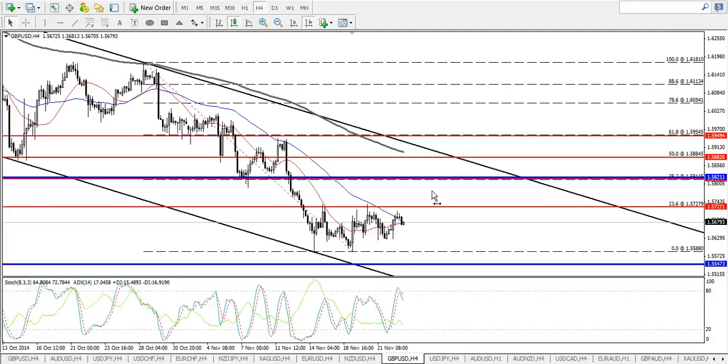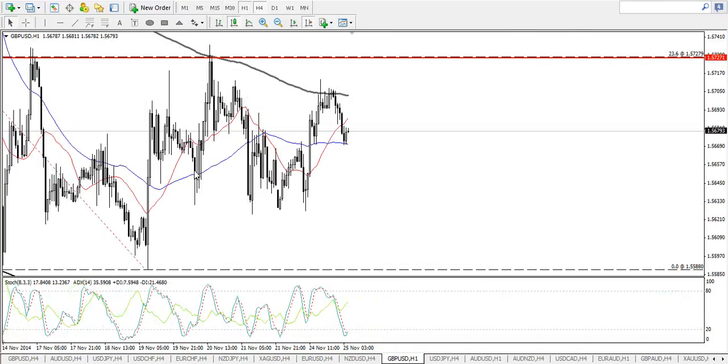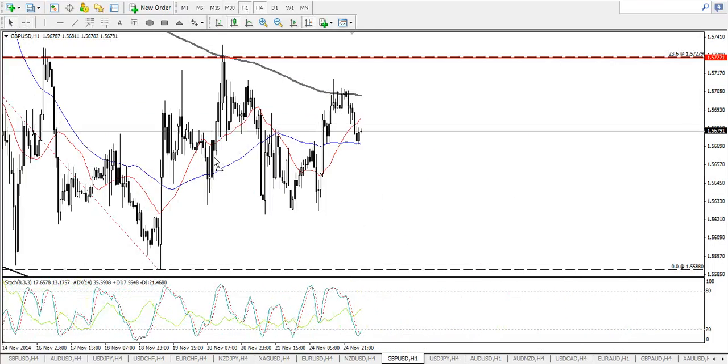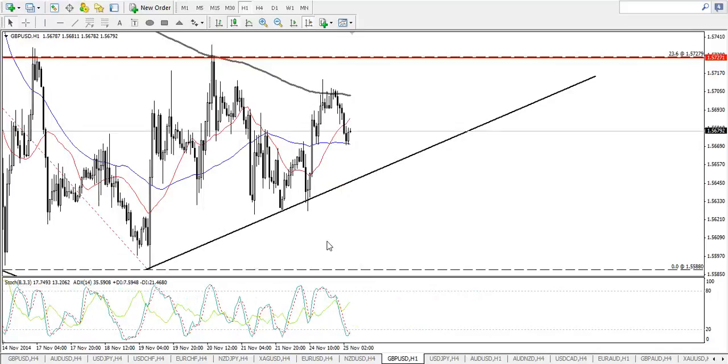So for this pair, we just have to wait for price to move either way. Or if you want to trade intraday for this, if you want to go for a long, then you might want to wait for price to touch the trend line, wait for a trade setup, and you might want to enter this trade. But that's for intraday.